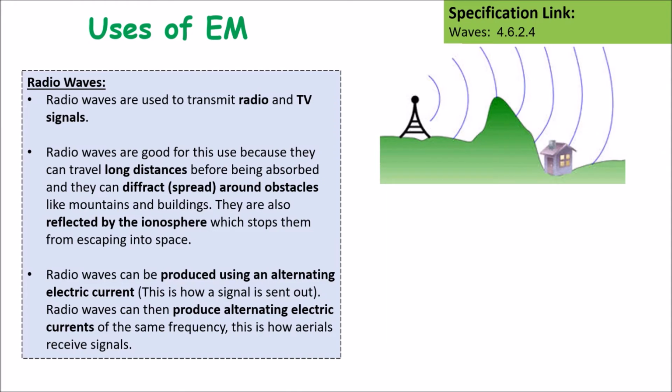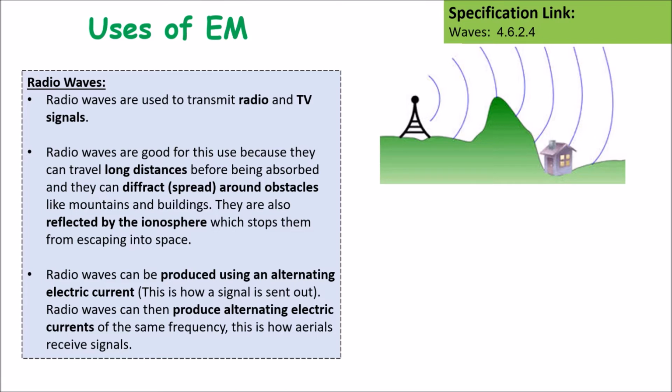So, radio waves are used to transmit radio and TV signals. Radio waves are good for this because they can travel long distances before being absorbed, and they can spread around objects like mountains or buildings. They are also reflected by the ionosphere, which stops them from escaping into space.